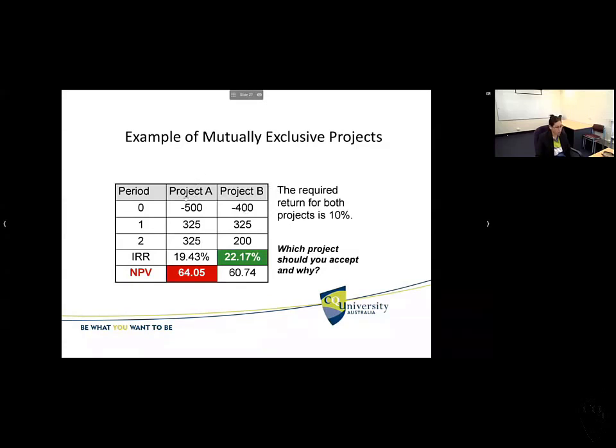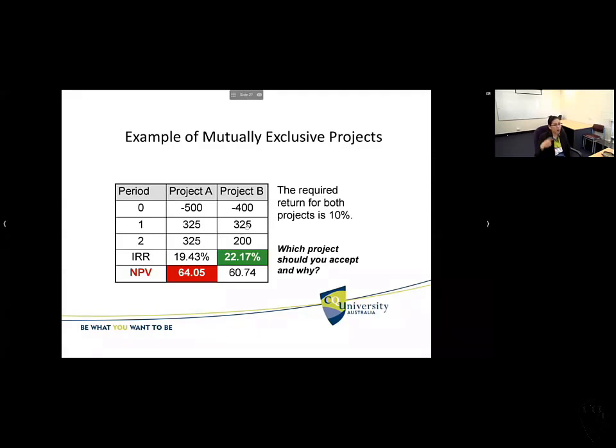So if we choose project A, we can't choose project B and vice versa. Now, if you look at the figures here in the example, project A has a larger cash outlay than project B does. It needs $500 instead of $400, and it returns us even cash flows over 2 years, whilst project B requires that lower initial outlay, but it returns us decreasing cash flows over 2 years.